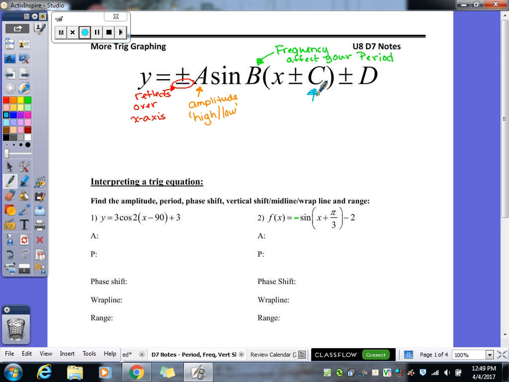So then your c value here, that's what we call your phase shift. That's your graph moving left or right. And again, it's just like your other functions. When we move to the left, you actually add it. When you move to the right, you subtract. Those ones are always backwards.